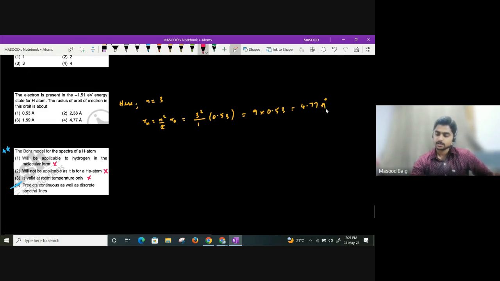So whenever energy is given as minus 1.51, the electron will belong to the third orbit, guys. From there, in the third orbit, what will the radius be? n square by Z into r naught. The r naught value is 0.529 angstrom, or you can take it as 0.53 angstrom also. Clear, everyone? Understood, all of you?